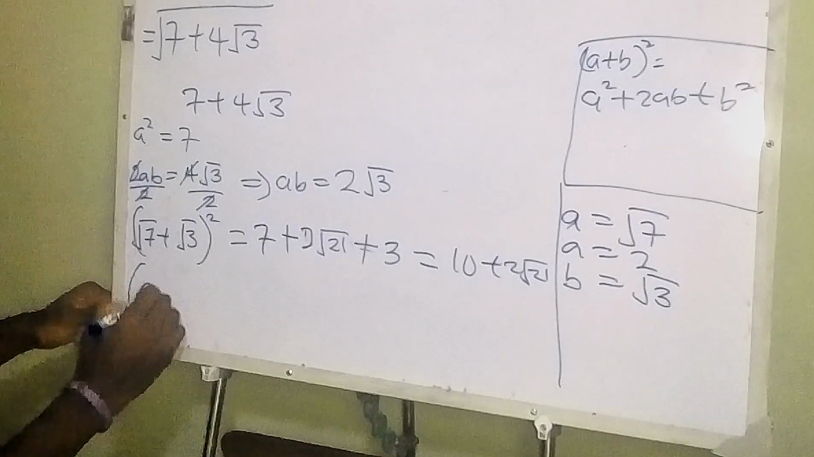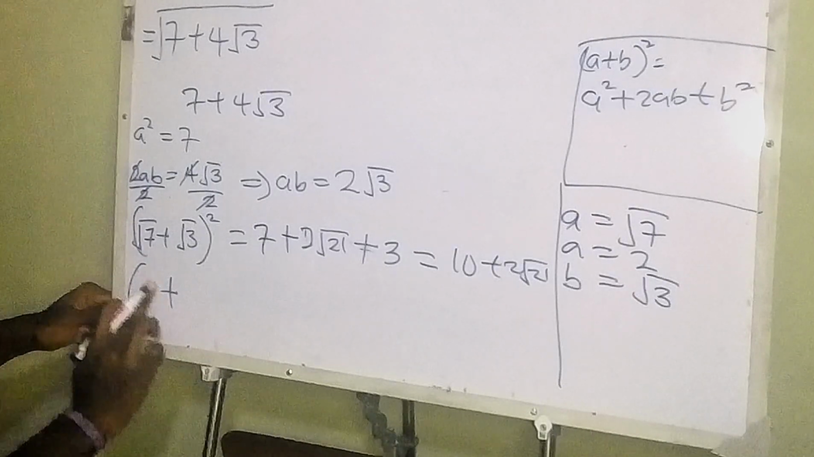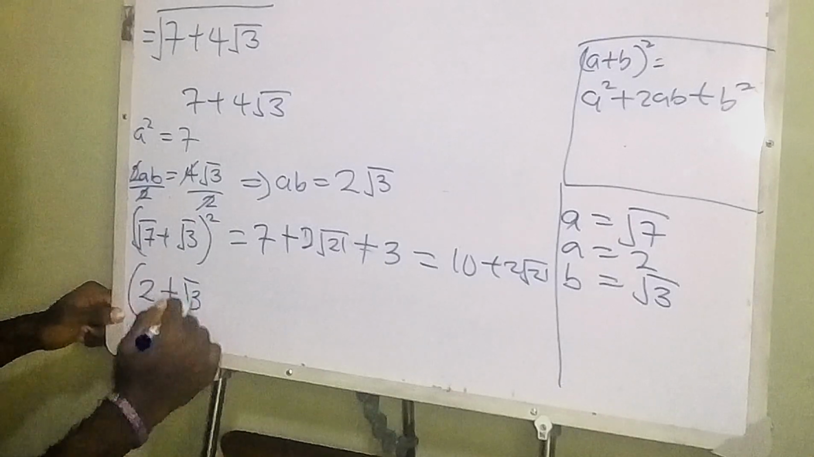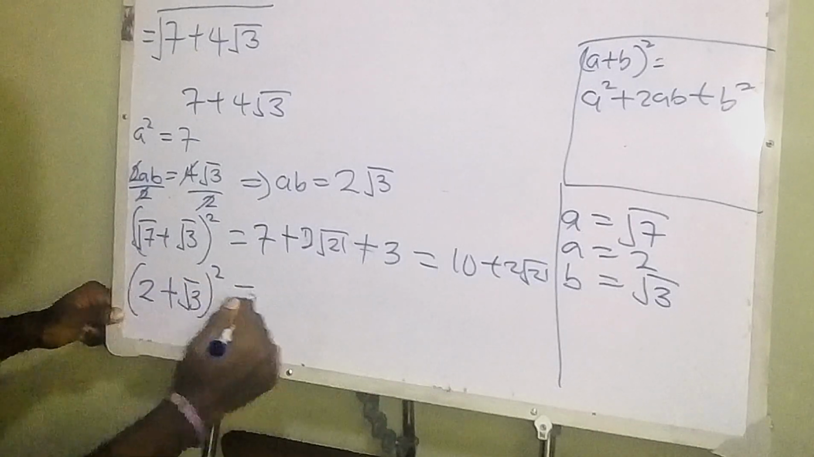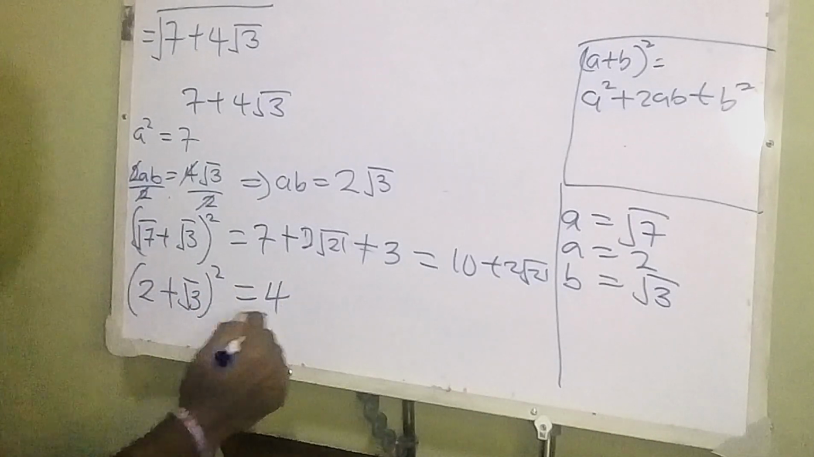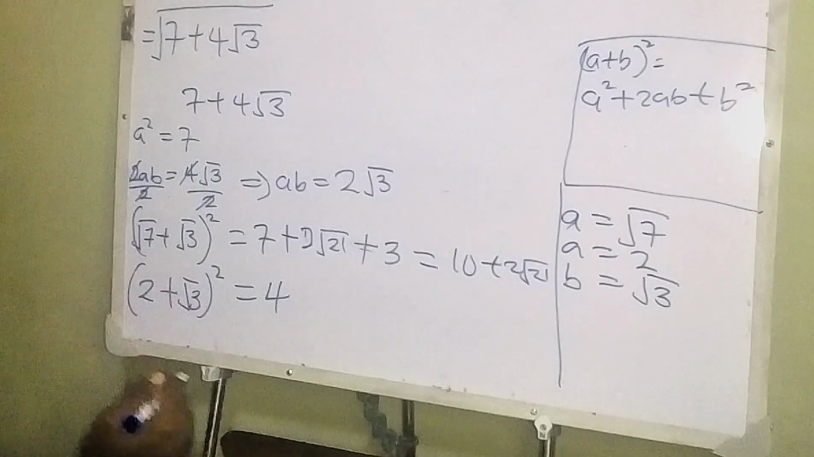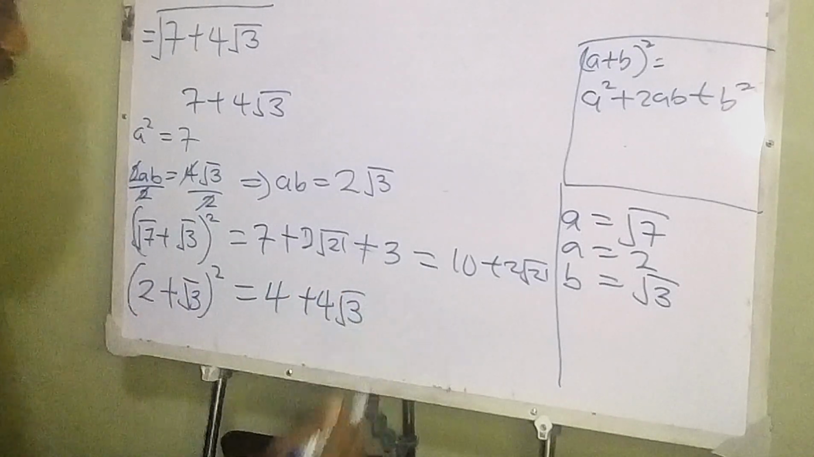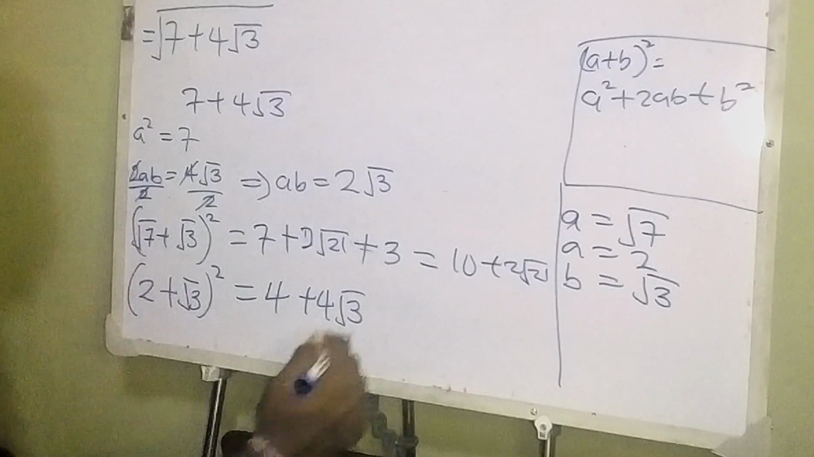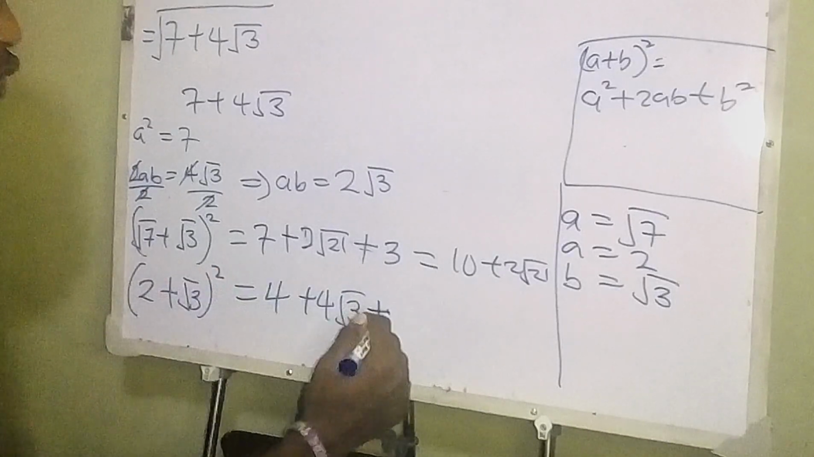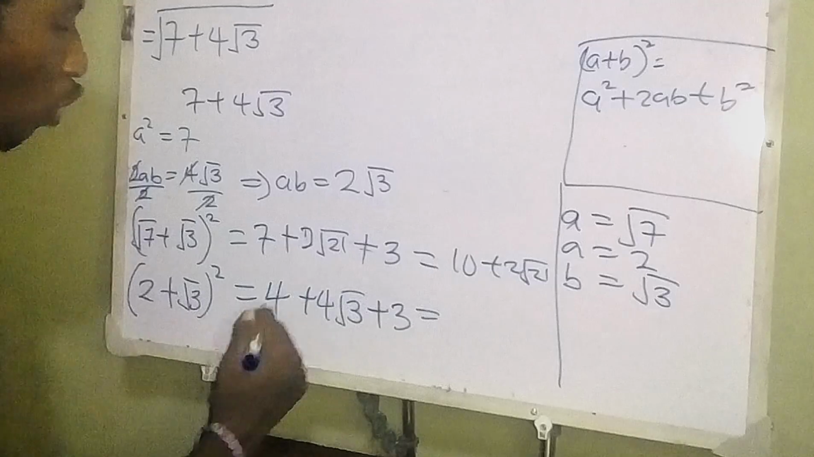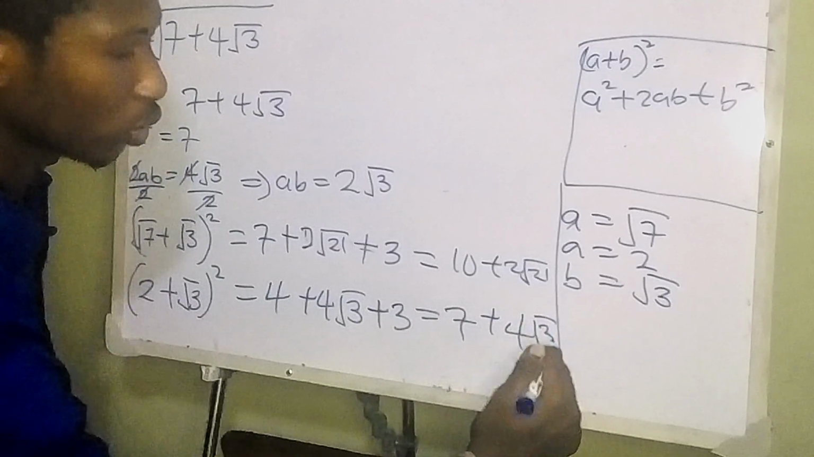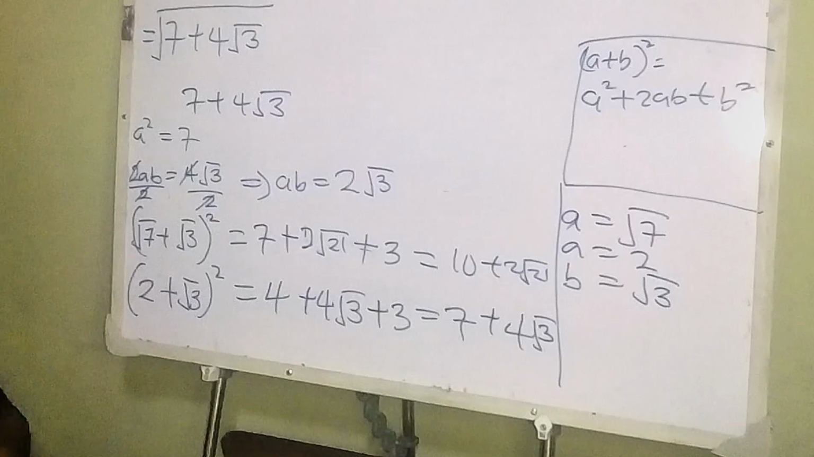So let us try a to be equal to 2. So we can say 2 plus square root of 3 all squared to give us what? 2 squared, 4. 2 times 2 times square root of 3 will be plus 4 square root of 3, and plus square root of 3 all squared, square root of 3 squared will be plus 3. Now 4 plus 3 is equal to 7 plus 4 square root of 3, which is the same as what we have here.